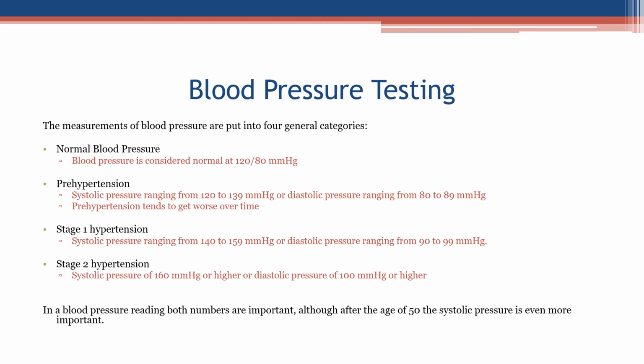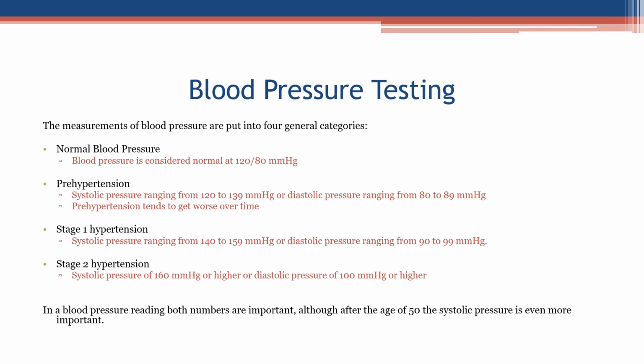Pre-hypertension. Systolic pressure ranging from 120 to 139 mm of mercury or diastolic pressure ranging from 80 to 89 mm of mercury. Pre-hypertension tends to get worse over time. Stage 1 hypertension. Systolic pressure ranging from 140 to 159 mm of mercury or diastolic pressure ranging from 90 to 99 mm of mercury. Stage 2 hypertension. A systolic pressure of 160 mm of mercury or higher or diastolic pressure of 100 mm of mercury or higher.